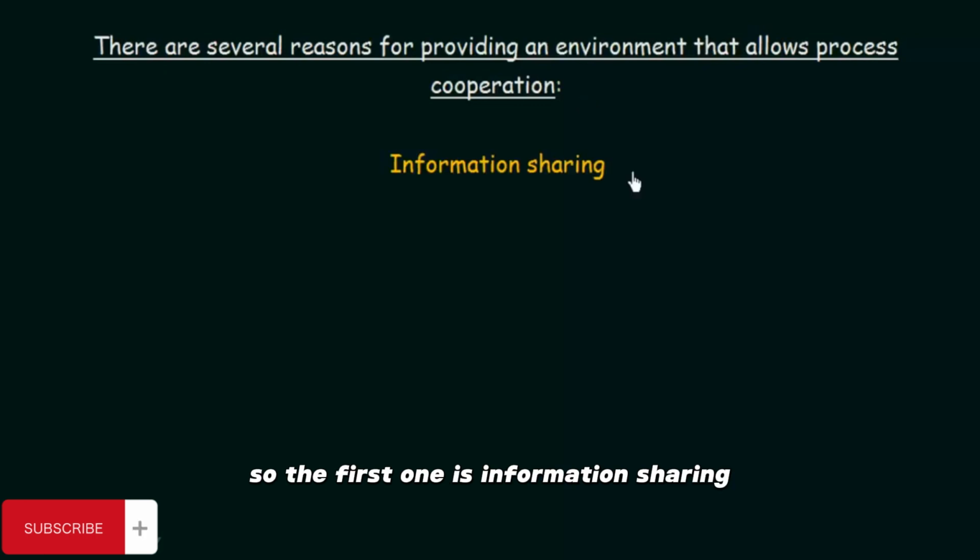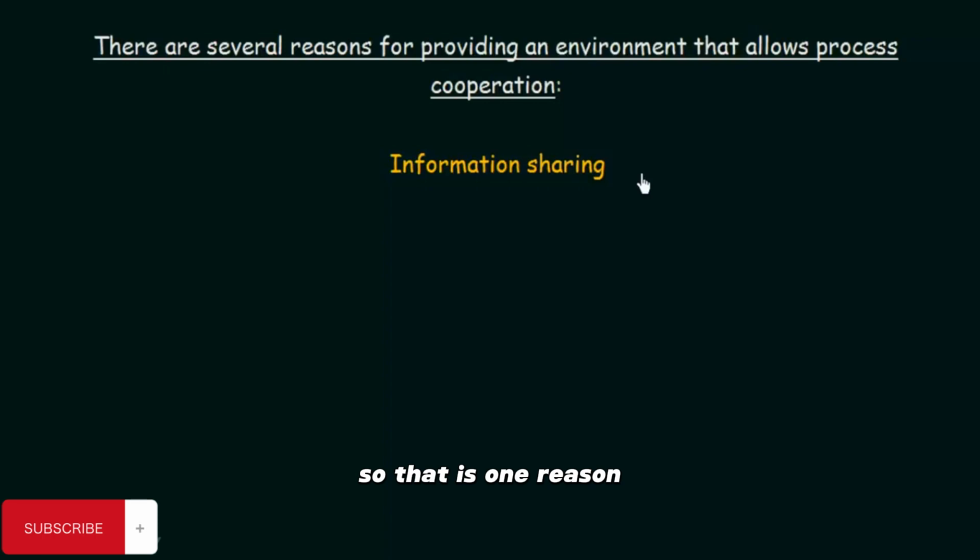The first one is information sharing. What we mean by information sharing is that several users may be interested in a single piece of information, for example, a shared file, which we just saw before. When several users are interested in a single piece of information, we will have to provide an environment in which the information can be accessed concurrently. That means several users will be able to access that information at the same time.